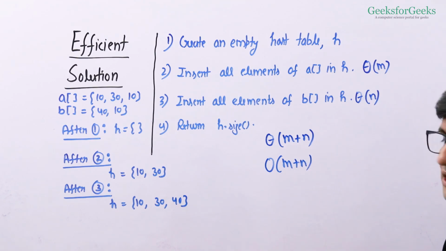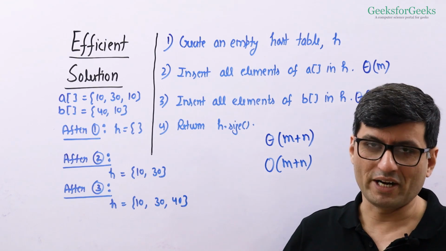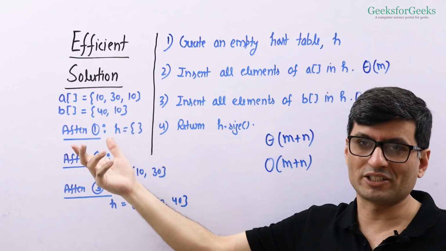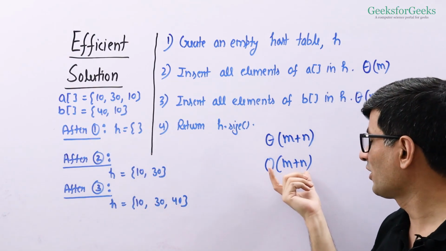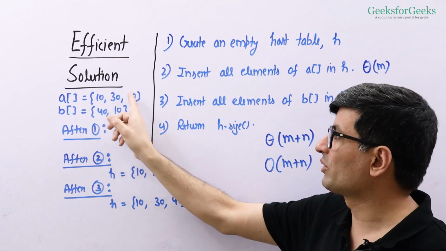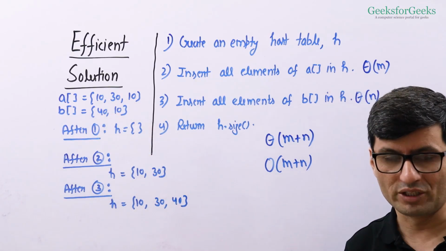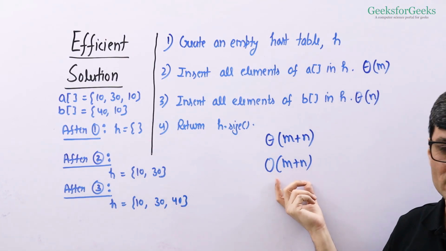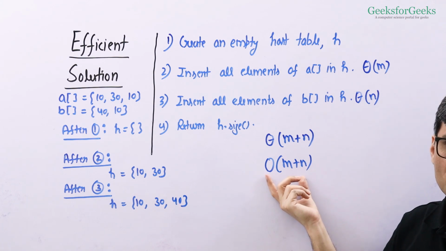Why am I using big O notation here? See, it might happen that you don't have all the distinct elements, you have too many repetitions, right? The auxiliary space will be exactly theta m plus n when you have all the distinct elements like 10, 20, 30, 40, 50, then everything will go into the hash table. In other cases, it will be less than m plus n space. So that's why I have written big O of m plus n.